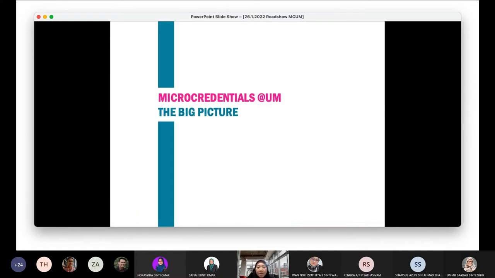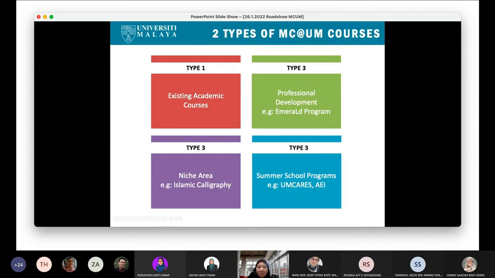Okay, so the big picture, how we implement microcredentials at UM: we are currently developing two types of microcredentials. Just for your information, the MQA has divided microcredentials into three types. I have a slide of that. Type number one is existing academic courses, the one that you are teaching right now, and you want to further develop it into a totally online course with the name of microcredential course. And then we have type three.